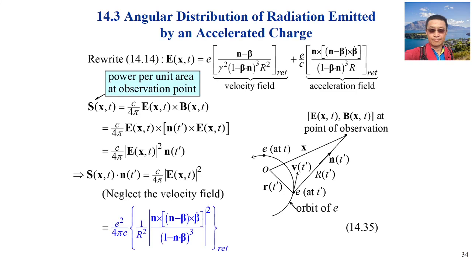Good morning and welcome back. Up to today, we have discussed several conditions. We discussed the electric field and magnetic field observed far away, that is, at the point of observation. And we know the electric field comes from two parts. One is the velocity field, the other is the acceleration field.